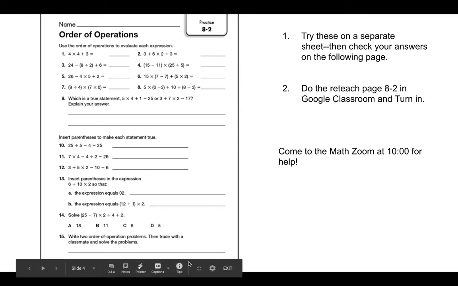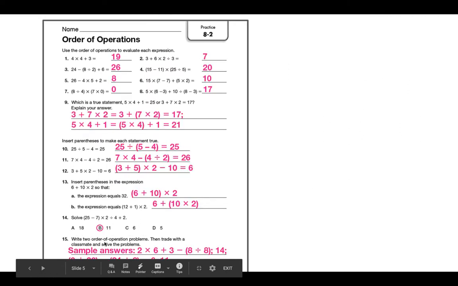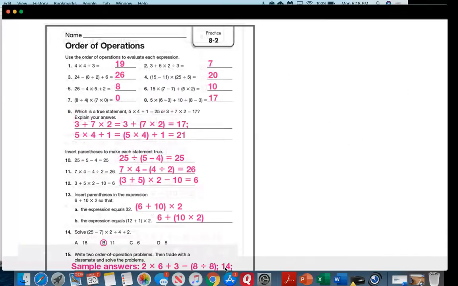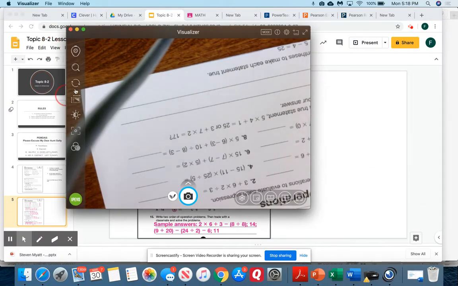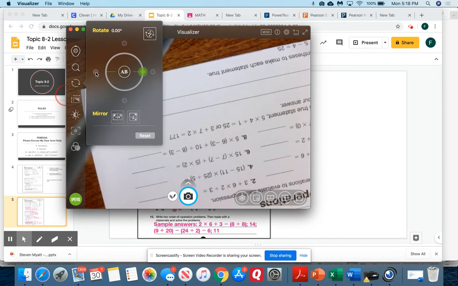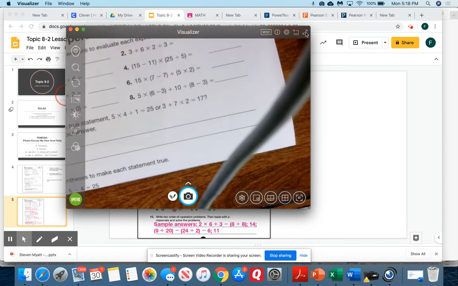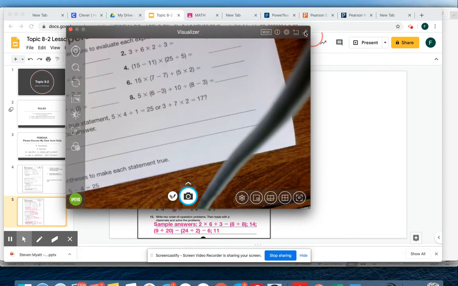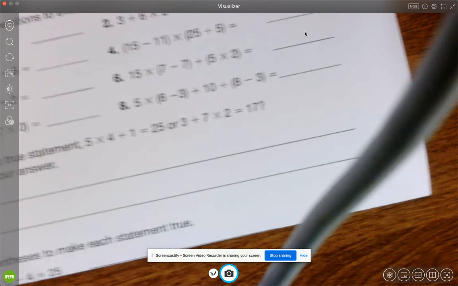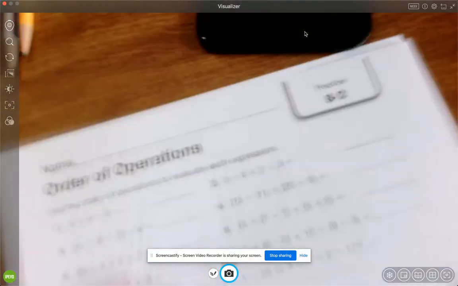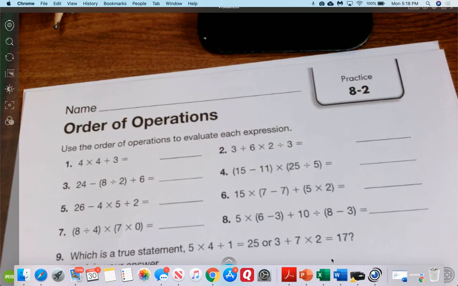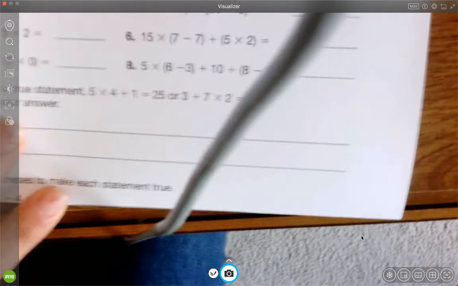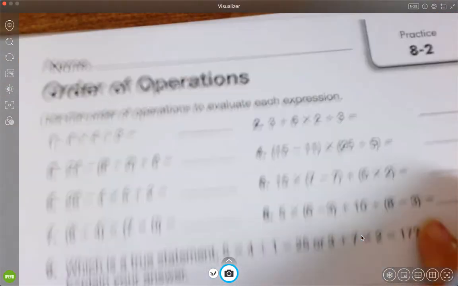Okay, so I'm going to exit this. Again, if you click the next one, you see the answers. I'm going to exit that, and I'm going to go over to my visualizer now. And we're going to do some of these problems together. So again, okay, we're getting situated here. And I'm also going to hide this. We don't see that in the middle of the screen. Okay. So order of operations. Let's do a few of these together.